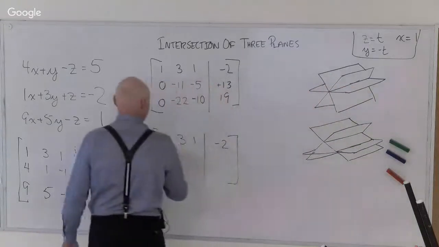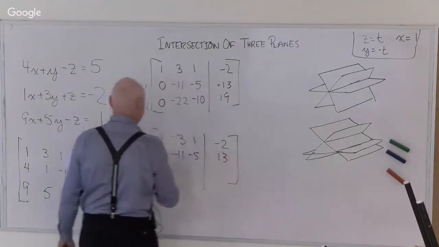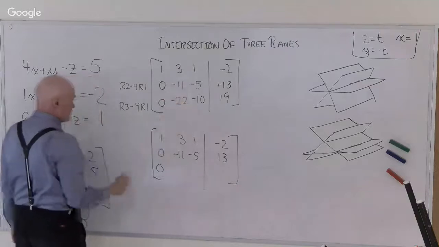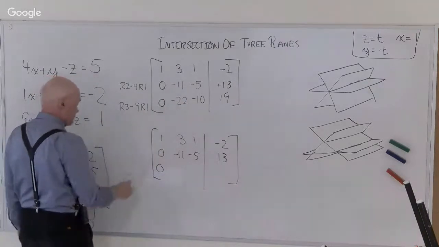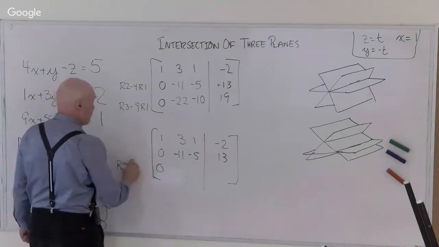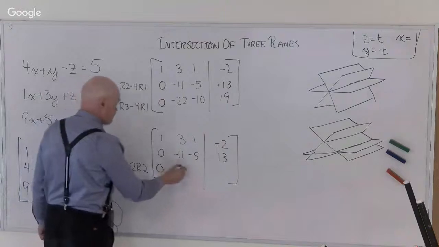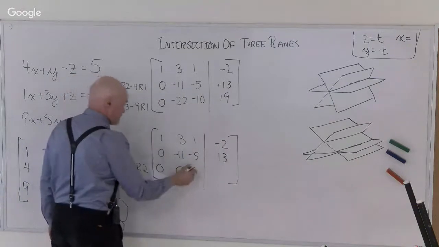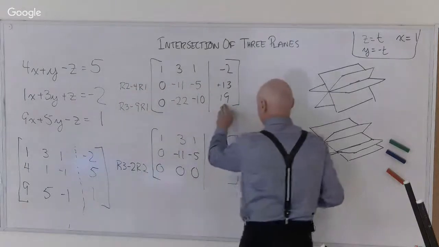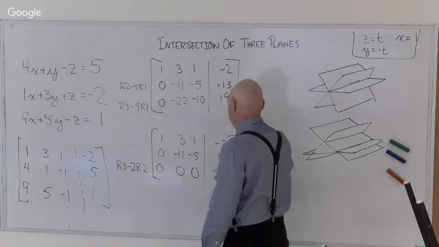Okay, so 0, -11, -5, 13, and 0. There's a -22 here. I want to make it into a 0 to reach my goal in life. So I'm going to take row 3. I'm going to subtract 2 times row 2. And so this is going to become a 0. But horrifyingly, this becomes a 0 as well. And then 19 minus 26 is -7.